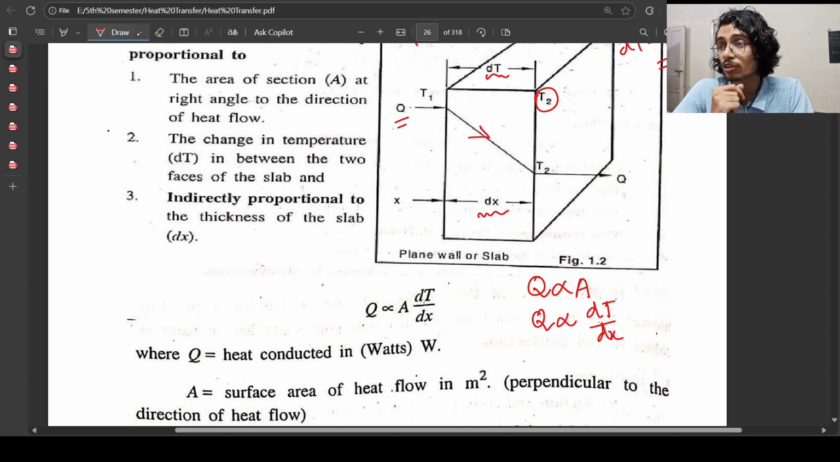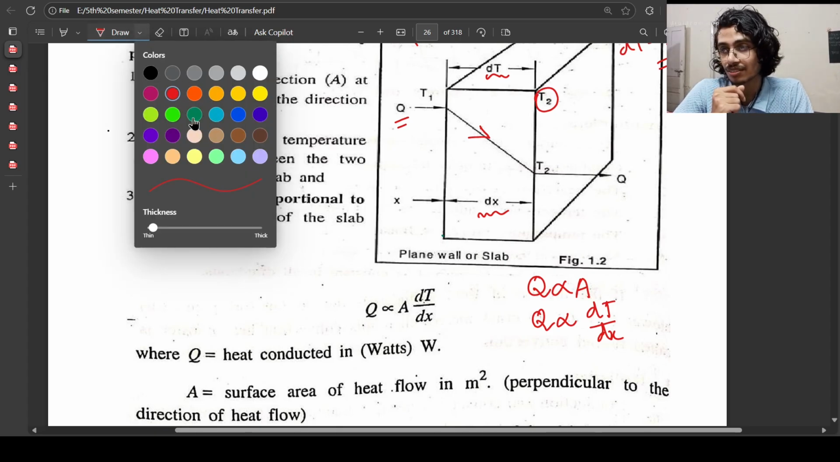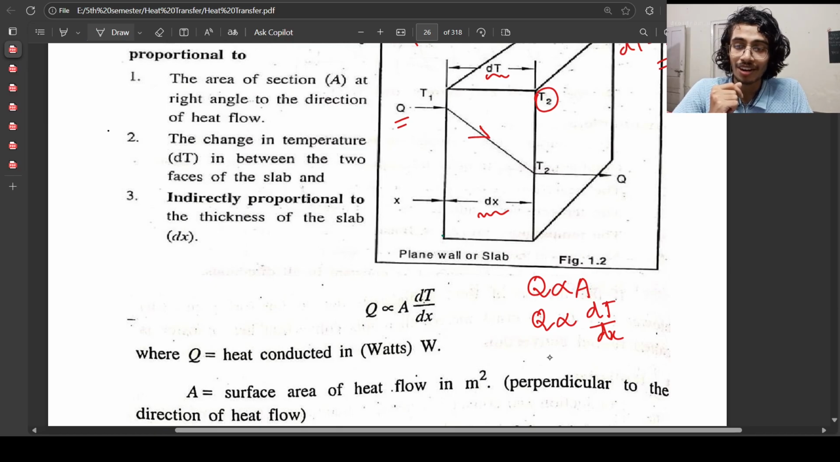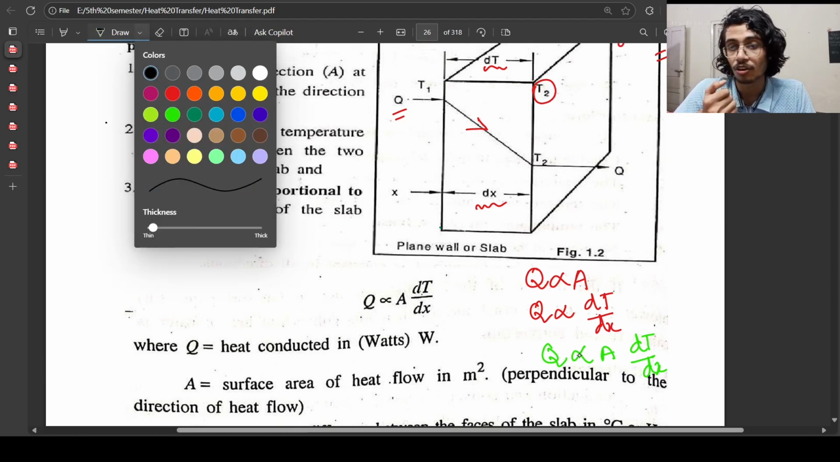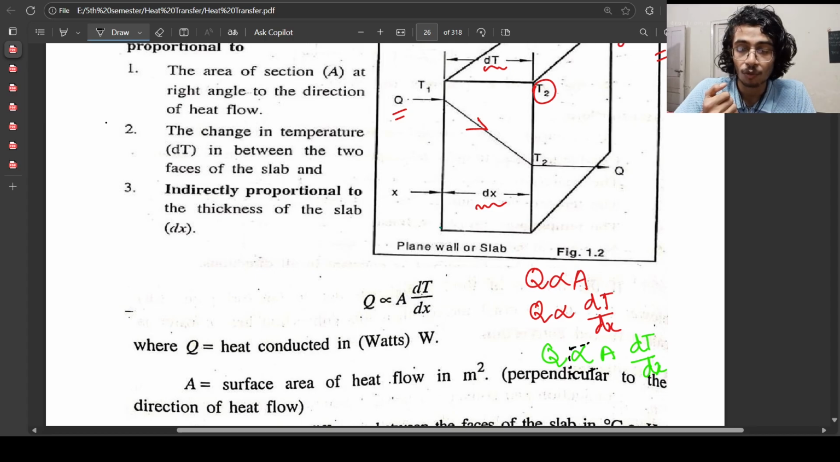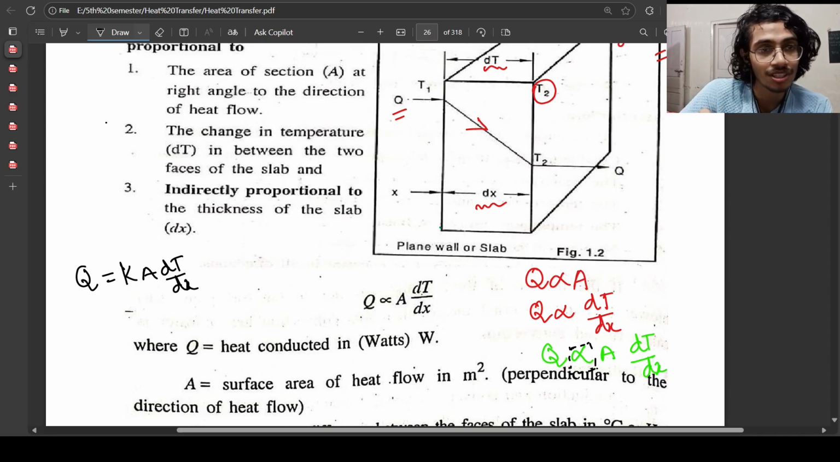Now if I try to combine these two relations in one place, I can write that this Q is proportional to A dT/dx. This is very easy, right? And now, in order to get rid of this proportionality sign, what do we do? In order to get rid of any proportionality sign, we bring a constant into the equation, and this is going to be like this: Q is equal to k A dT/dx, and this small k is our constant of proportionality.